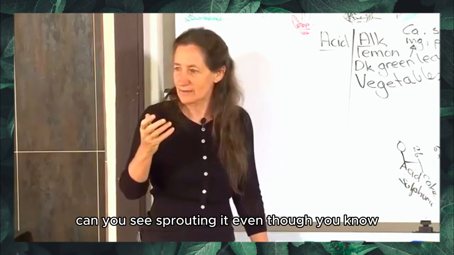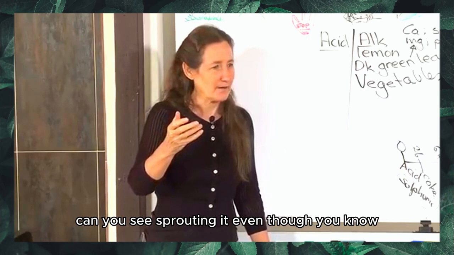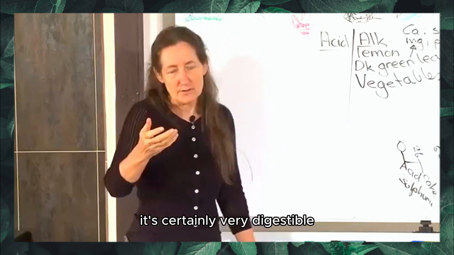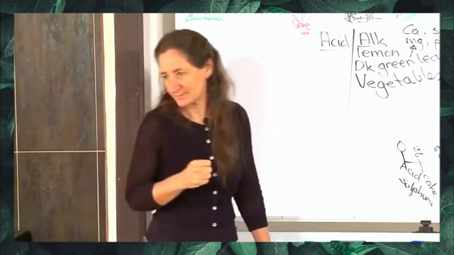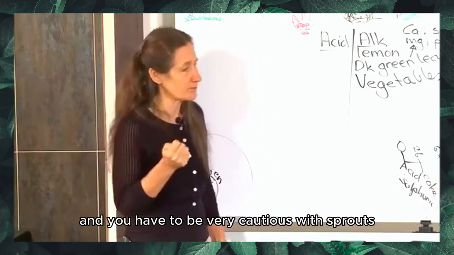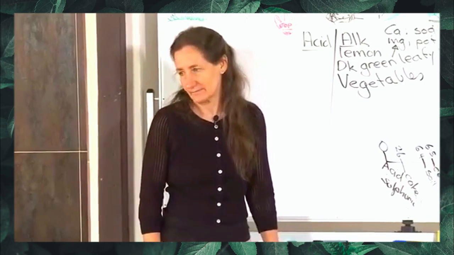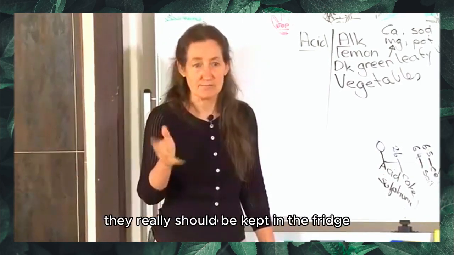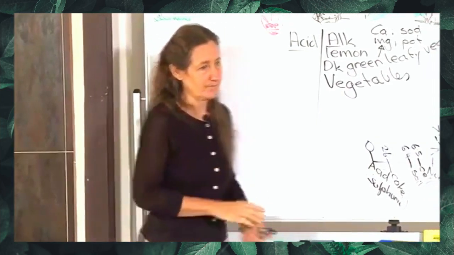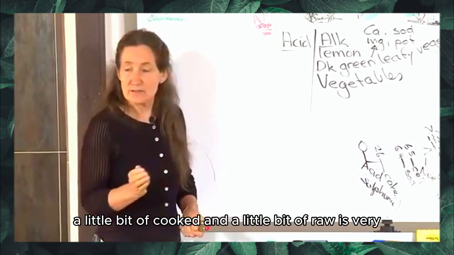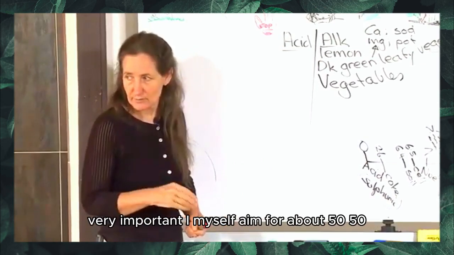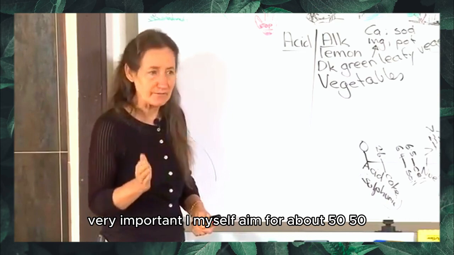Can you see sprouting it? Even though it's certainly very digestible, you actually bring it back to a plant. And you have to be very cautious with sprouts, especially in hot weather. They mould very easily. So if you do the sprouts, they really should be kept in the fridge. So a little bit of cooked and a little bit of raw is very, very important. I myself aim for about 50-50.